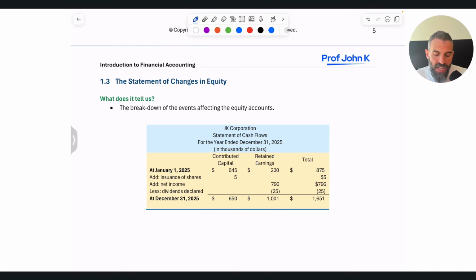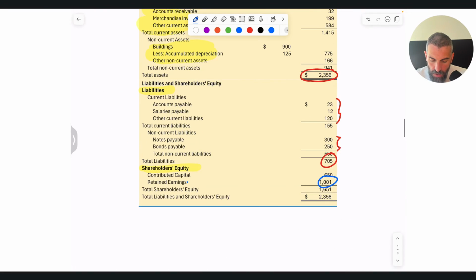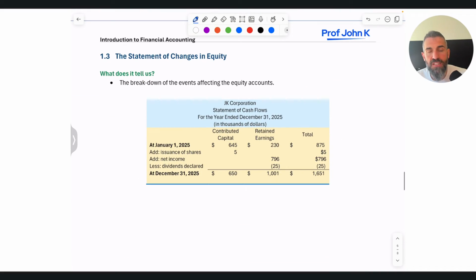Next, you've got the statement of changes in equity. And now this is a statement that you won't have in every accounting system. Some accounting systems use a statement of changes in retained earnings. They look different, but they have the same purpose. Now, a statement of changes in equity is very simple. It focuses on the shareholders' equity section of your balance sheet, and it breaks down the changes like the name suggests.